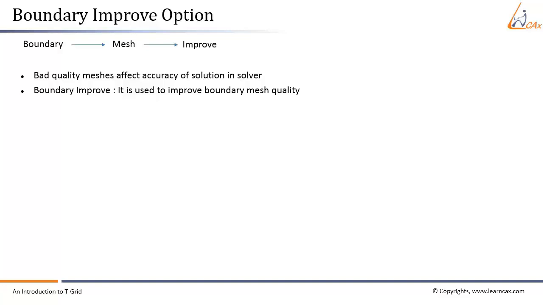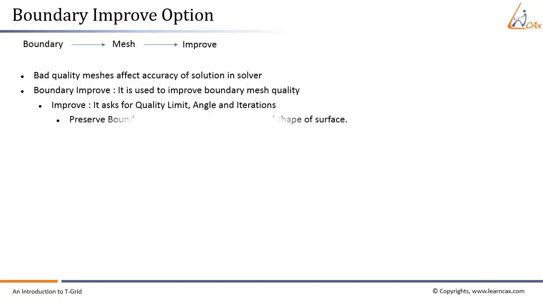Under Options, the following options are available. Improve. It allows you to improve the selected zones based on the quality measure selected. It asks for quality limit, angle, and iterations. Elements for given quality measure above specified quality limit are improved. Preserve boundary. It enables preserving original shape of surface. This option is available when skewness, size change, or aspect ratio is used as a quality measure.